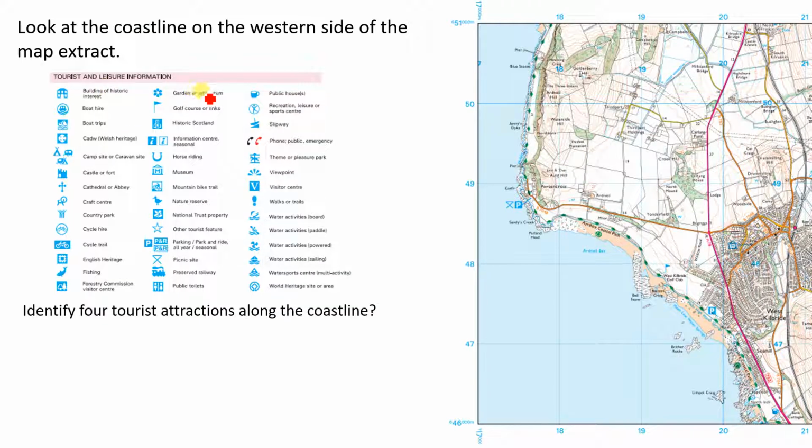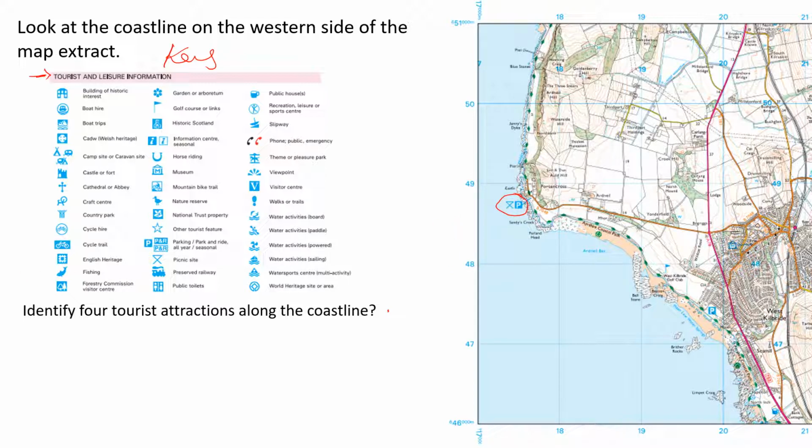Next is coastline. Looking at this question, we are told to look at the coastline on the western side of the map extract. This is the coastline on the map extract, and the question is: identify 4 tourist attractions along the coastline. So simple. What are those things that attract tourists? You come and check your key. On your key, you see tourist and leisure information. So you find any of these symbols that are here and you pick them. That's simple. Here I can see these 2.